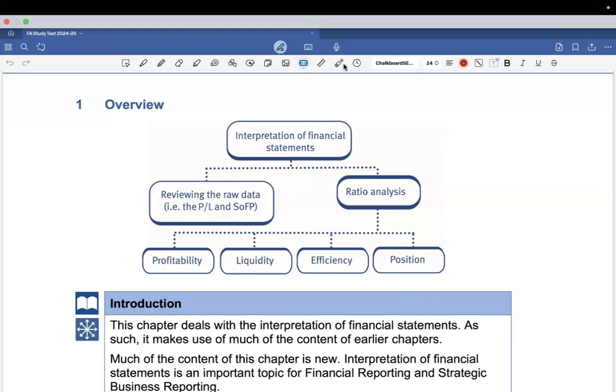So there is review of raw data, that is, review of just the bland data that is available, that is the SOPL and the SOFP that we look into, right? So when we look into SOPL and SOFP, what do we see? We see that the company has made this much profit in this year, right? And we see the SOFP and decide that the company has this much assets, this much liabilities, right? But it lacks a comparison between different elements in the FS.